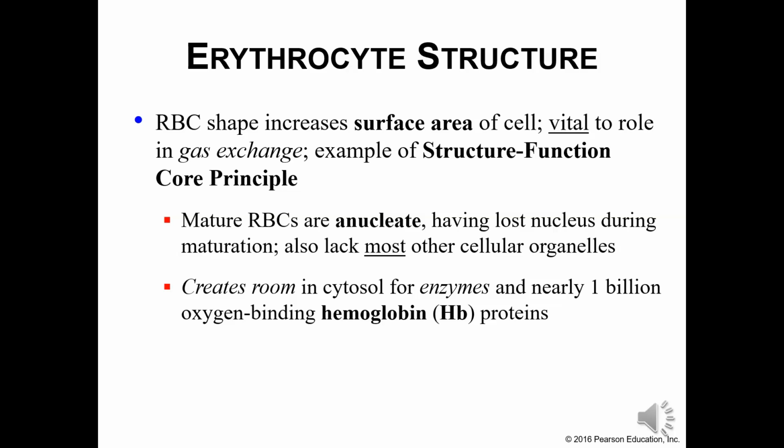Okay, so red blood cells, since they are anucleate, are not going to live for but about 4 months. So they have to be completely degraded mainly by the liver and the spleen, and then more red blood cells made every 3 to 4 months. And that anucleate form also helps the red blood cell create room in the cytosol for many of the enzymes and the nearly 1 billion hemoglobin proteins that carry the oxygen to the tissues.